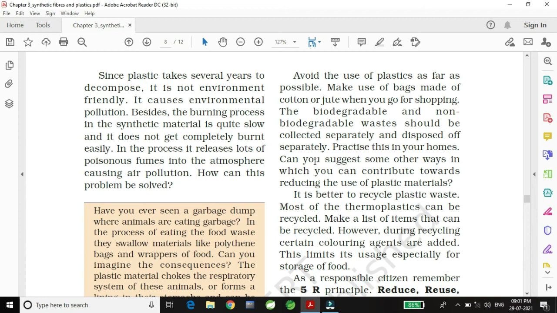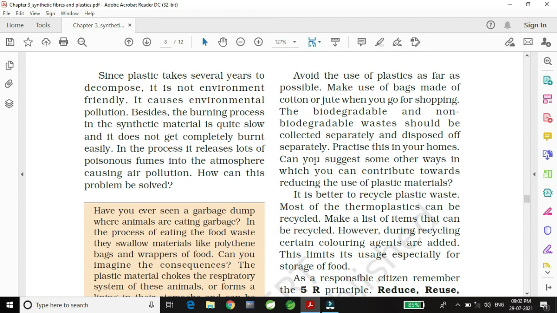Can you suggest some other way in which you can contribute towards reducing the use of plastic materials? So it is asking us to give some other way in which we can use a lesser amount of plastic materials. It is better to recycle plastic waste. Most of the thermoplastics can be recycled. Make a list of items that can be recycled. However, during recycling, certain coloring agents are added. This limits its uses, especially for storage of food.